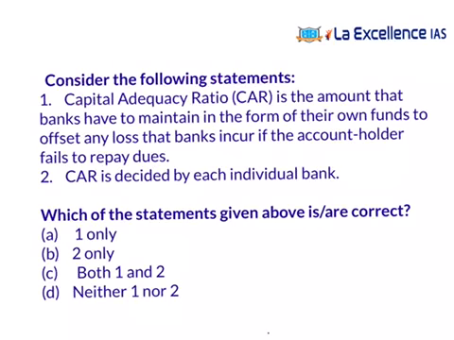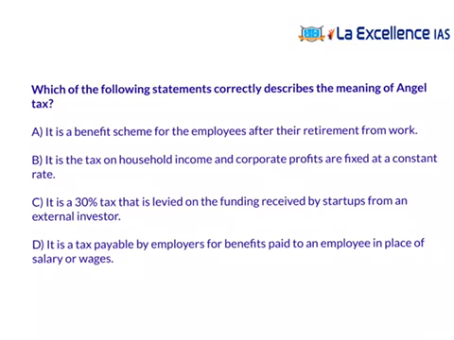Now let's see our today's prelims questions. The first question is related to capital adequacy ratio and the other one is related to angel tax. Which of the following statements correctly describes the meaning of angel tax? Try to answer these questions and post your answers in the comment box. Tomorrow in our video, we'll see a detailed explanation for these questions.